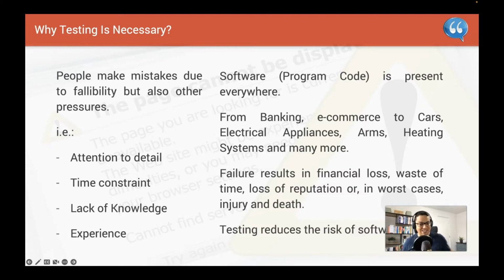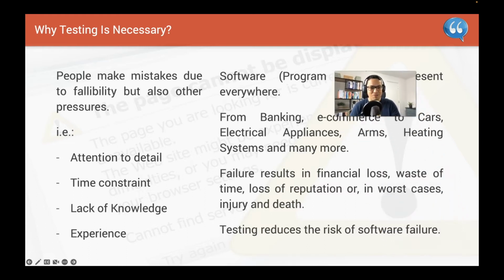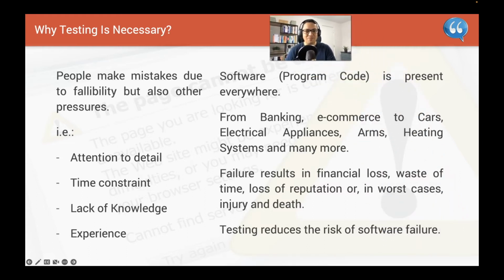Oh my God, these days cars are even much more programmed than they used to be years ago, decades ago. Electrical appliances, you can order food from your fridge these days. Alarms as well, heating systems, and many more. So the failure of the system can result in financial loss, waste of time, loss of reputation, or in the worst case, injury and death. I mentioned these in the first slides.